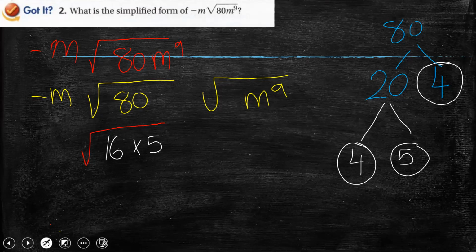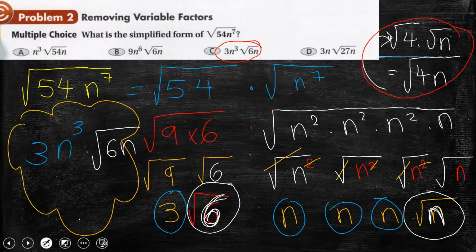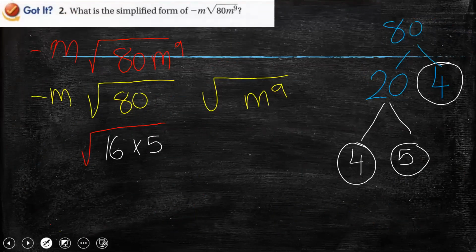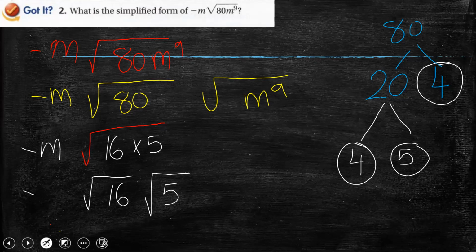Then, after that, let's now distribute the two numbers here. One is 16 here, and 5 is here. What is the square root of 16? 4. Square root of 5 and negative m, keep them now like this.